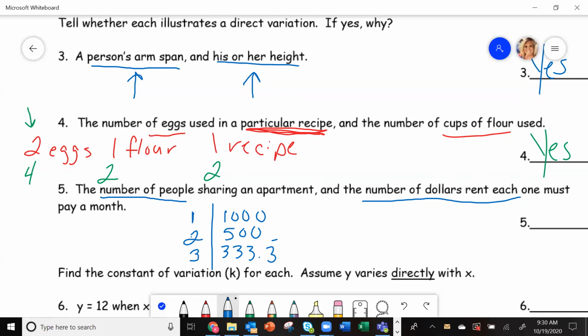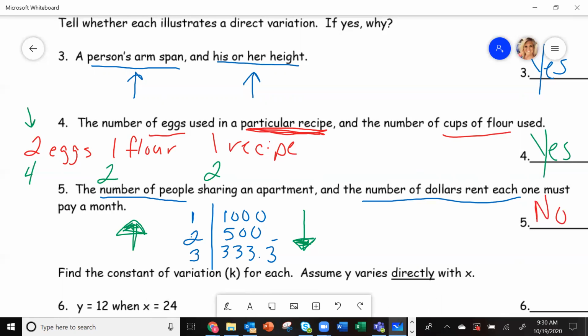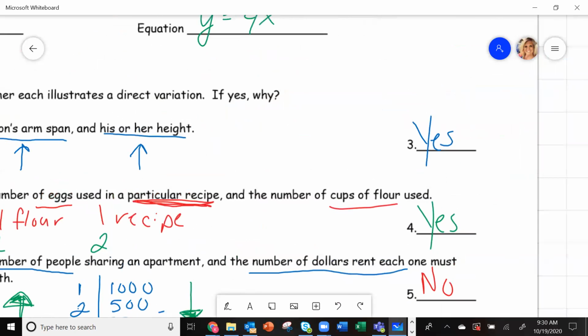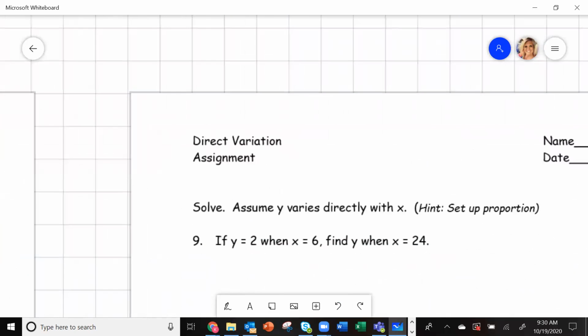So let's think about what's happening. The more people that live there, what happens to the amount each person has to pay in rent? It goes down. Are these two things going in the same direction? No, they are not. This is not a direct variation, because the more people you get, the less you will pay in rent. And remember, we talked about the fact that the X and the Y have to be going in the same direction. All right, so now we're going to talk about these down here, but let me go up to our notes.